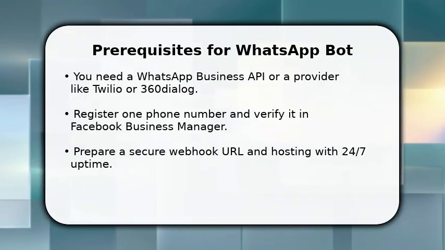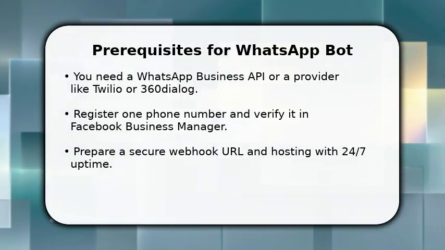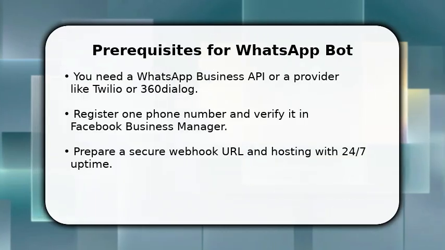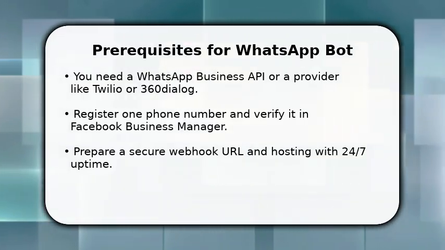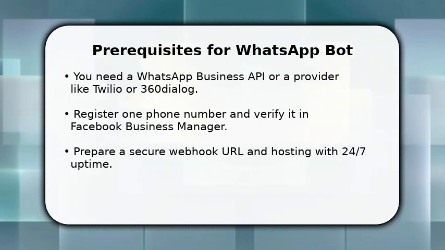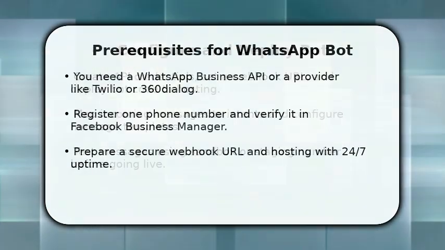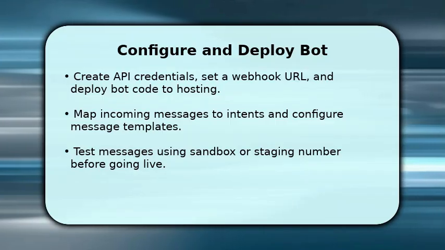Prepare a secure webhook URL and hosting with reliable 24/7 uptime to receive incoming messages. Decide on message templates and opt-in methods before coding. Gather API keys, a server IP, and start by creating API credentials in your provider dashboard and securing them.